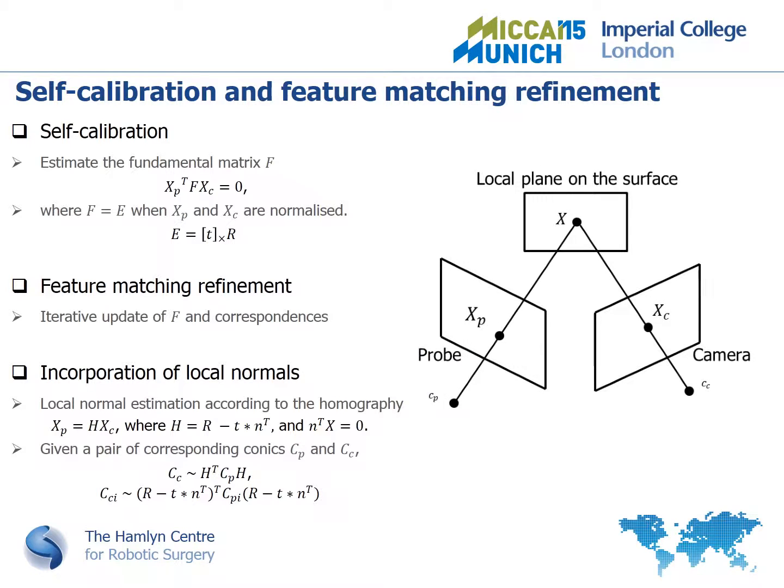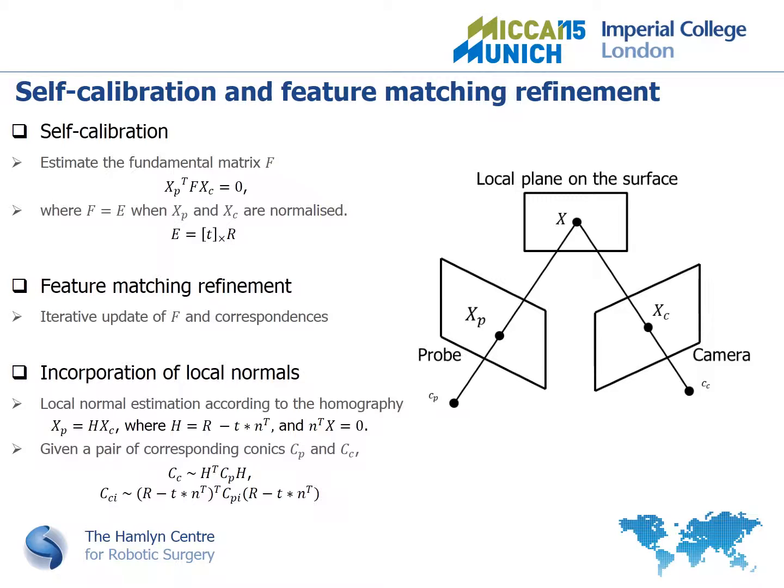Assume a point X with its two projections on the two image planes, XP and XC. Then XP and XC can be linked by a fundamental matrix F. With multiple correspondences, F can be estimated. Then the relative position can be estimated as well. This is followed by a feature matching refinement step, which iteratively updates the epipolar constraint and the correspondences. Finally, the object surface can be reconstructed up to scale.